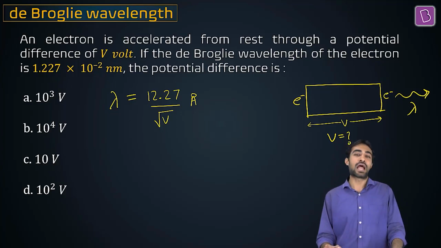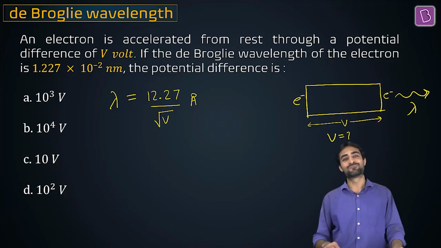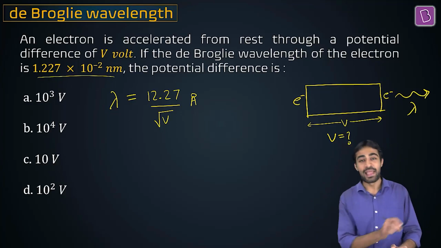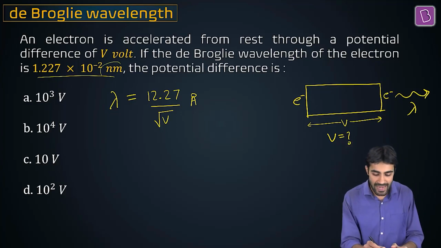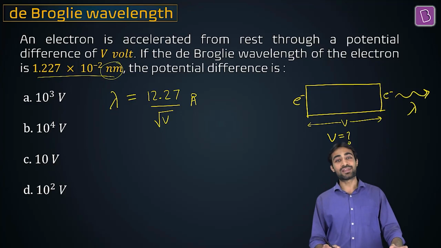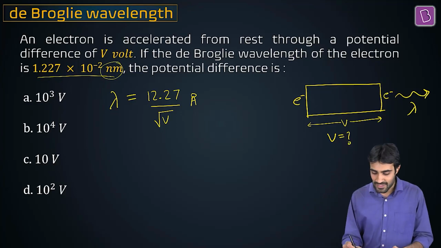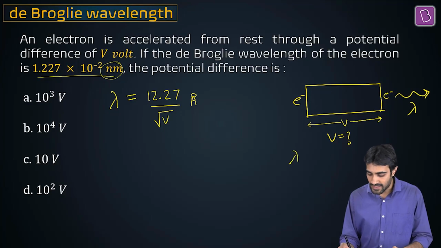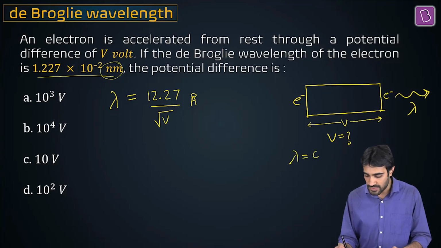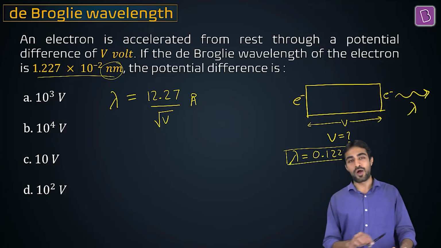Now what do we know in our question? We know lambda. We know the de Broglie wavelength, but we know it in terms of nanometer. So let's quickly convert that into Angstrom. We can see that lambda is 0.1227 Angstrom. So we have converted nanometer into Angstrom.